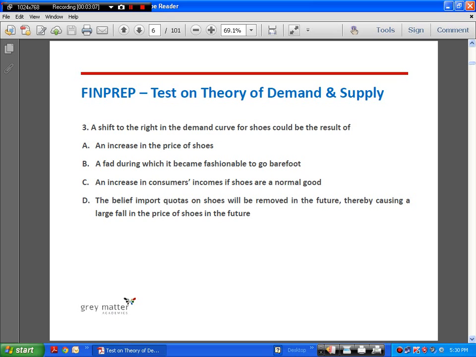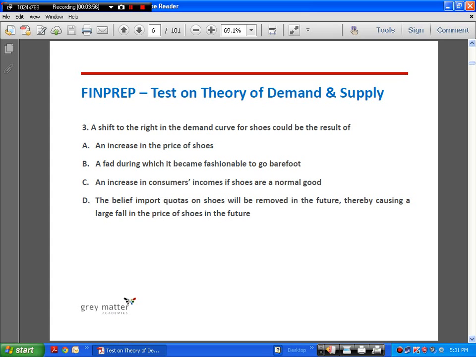The third question, a shift to the right in the demand curve for shoes could be the result of: when the demand curve is shifting to the right, it is due to changes in factors other than price. So the options are an increase in price of shoes, a fad during which it became fashionable to go barefoot, an increase in consumers' income if shoes are a normal good, the belief that import quotas on shoes will be removed in the future, thereby causing a large fall in the price of shoes in the future.